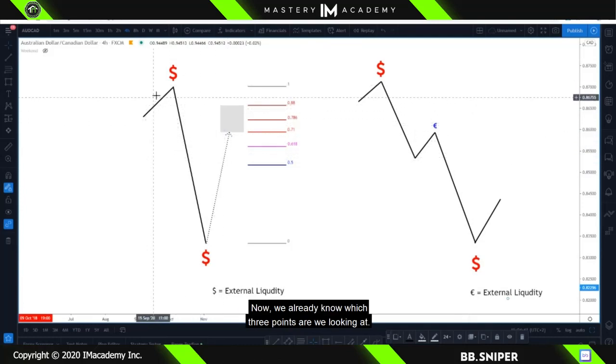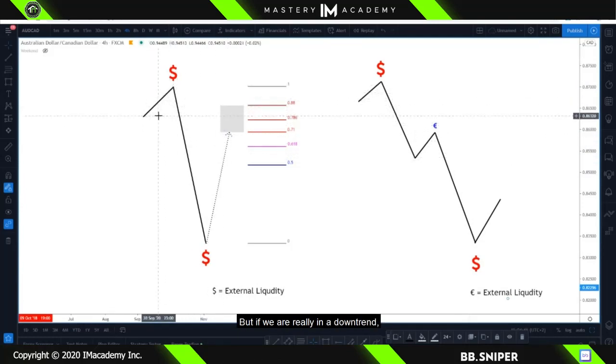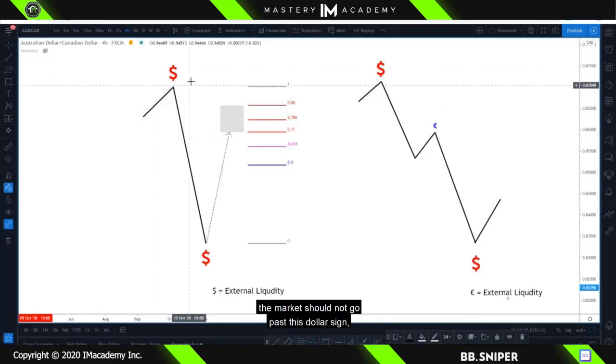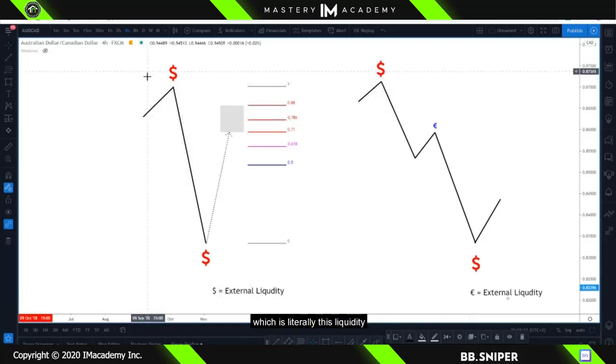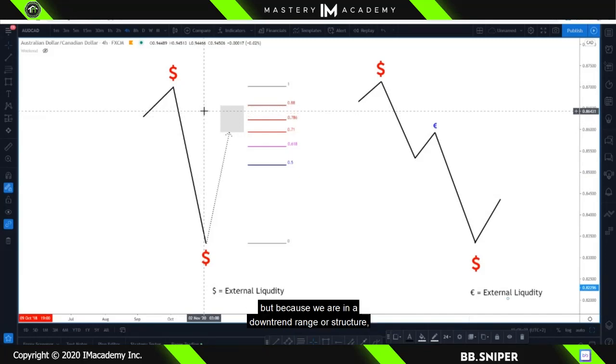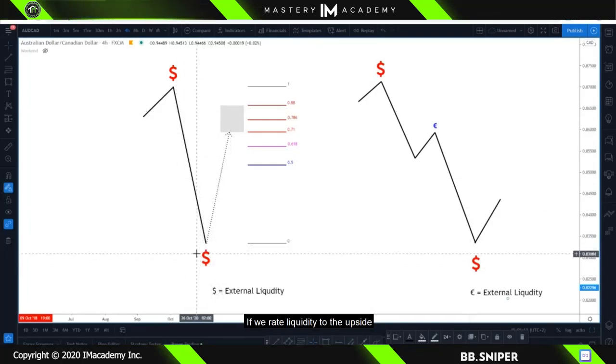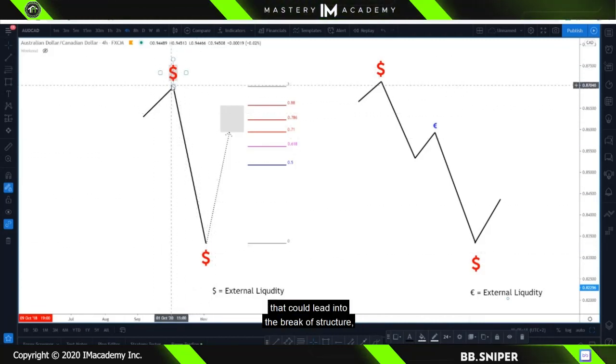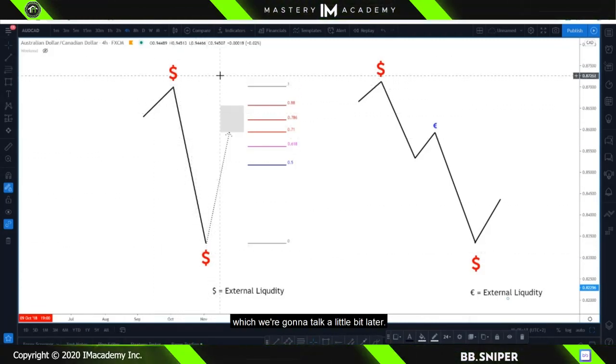Now, we already know which 3 points we are looking at, but if we are really in a downtrend, the market should not go past this dollar sign, which is literally this liquidity that is represented above this high, which we call external liquidity. So because we are in this range, both of those ends become external liquidity. But because we are in a downtrend range, or structure, we are looking to raid external liquidity to the downside. If we raid liquidity to the upside, that could lead into the breakout structure, which we're going to talk about a little bit later. But that's what we are seeing over here.